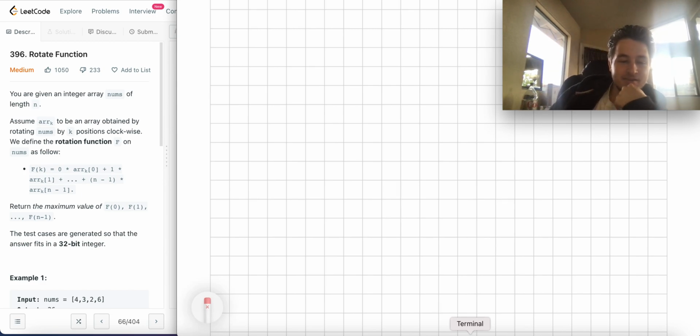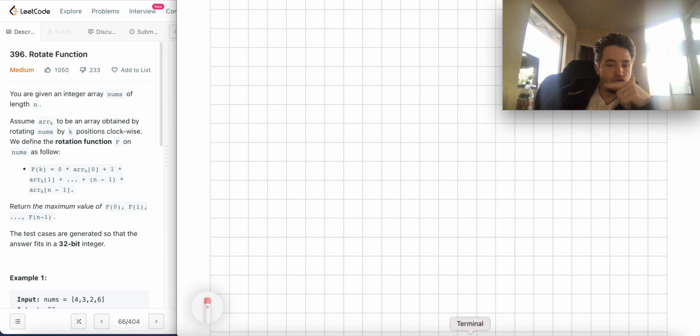So, you are given an integer array nums of length n. Assume arr_k is the array obtained by rotating nums by k positions clockwise. Or for you, I don't know if it's reversed. We define the rotation function F on nums as follows: F(k) = 0 * arr_k[0] + 1 * arr_k[1] + ... Return the maximum value of F(0), F(1), ..., F(n-1).